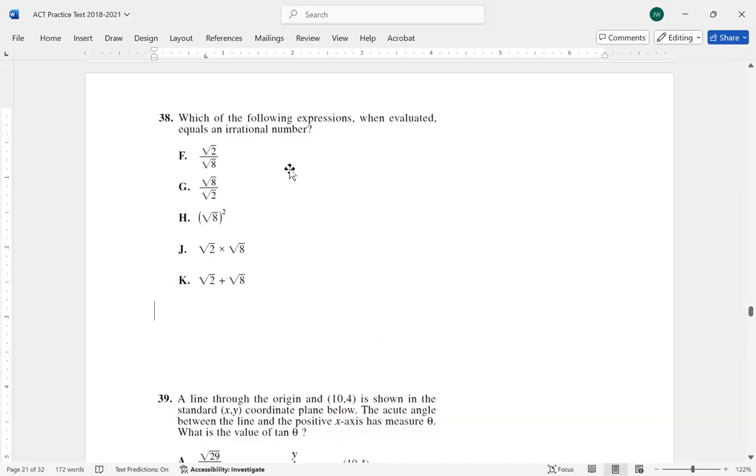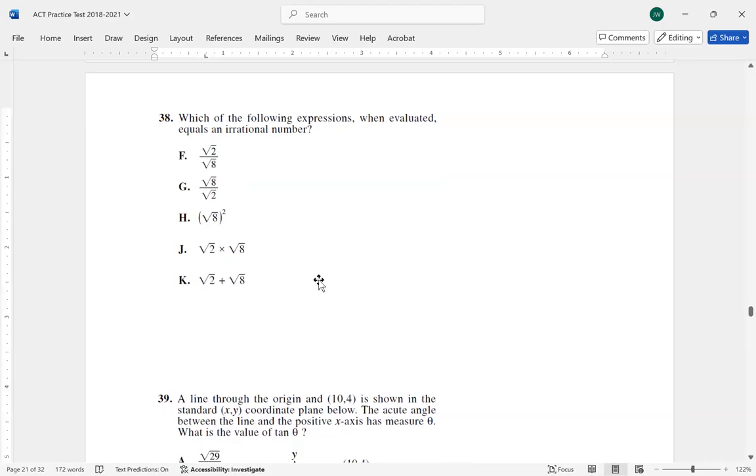Question 38. Which of the following expressions, when evaluated, equals an irrational number? So you can do this in a lot of different ways. One quick way is just to type all these into your calculator and see what you get. And if you did that, you'd see that K is the only one that turns out irrational. So you could be all done by just typing into your calculator.